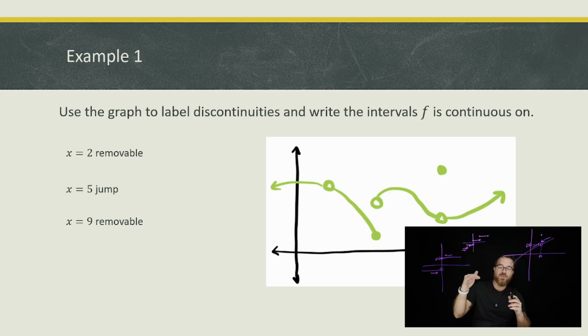As we approach from the right from there, you'll see that our limit from the left continues to go down and down and down until it gets to some point where it does a jump discontinuity. So we have a jump discontinuity at x equals 5.